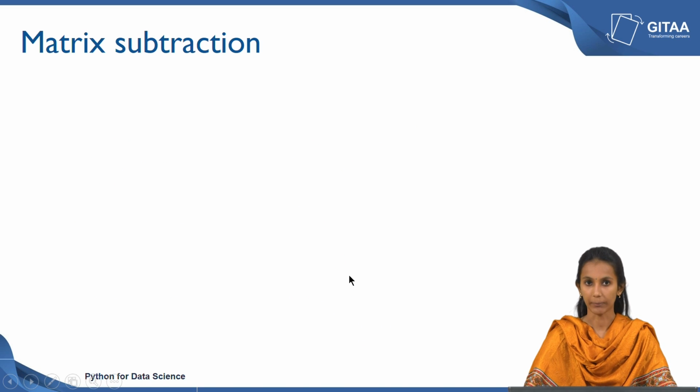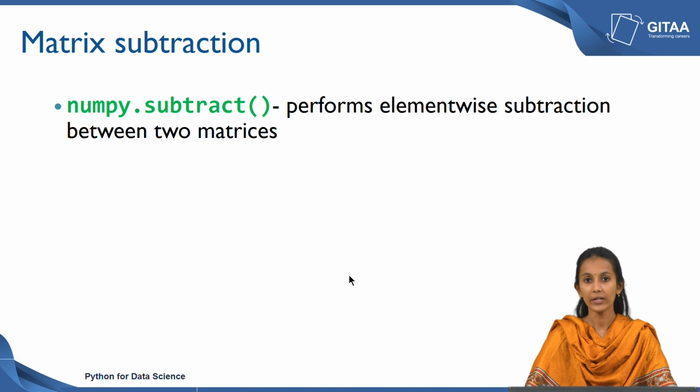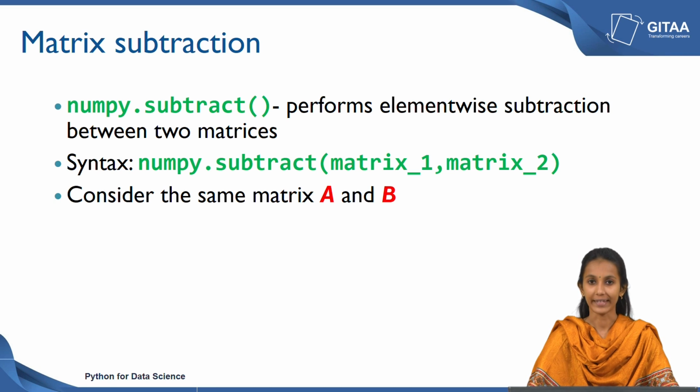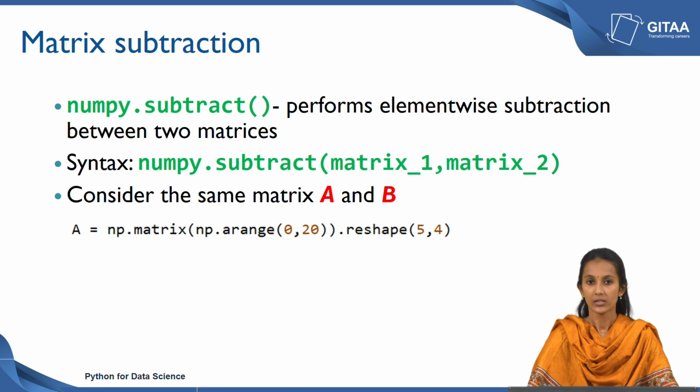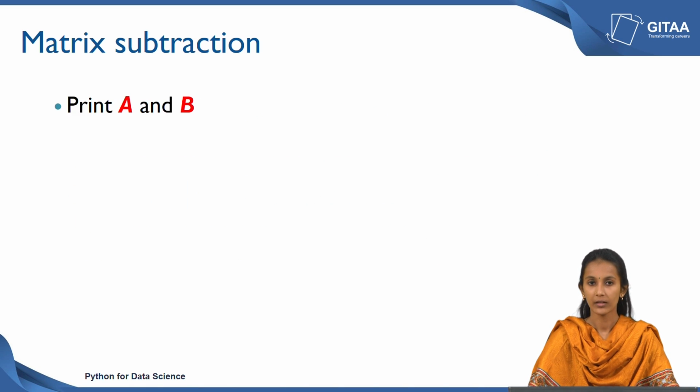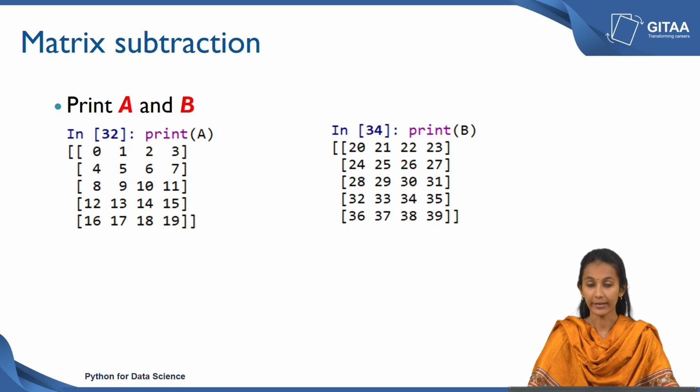Next we will do the matrix subtraction. numpy.subtract performs the element wise subtraction between the two matrices. The syntax is numpy.subtract. Inside the parenthesis, you have to specify the matrix 1 name followed by the matrix 2 name. We will consider the same matrices A and B which we have created earlier. This one is A, where we used the values from 0 to 19, and these are the values of B. Let's print A and B.